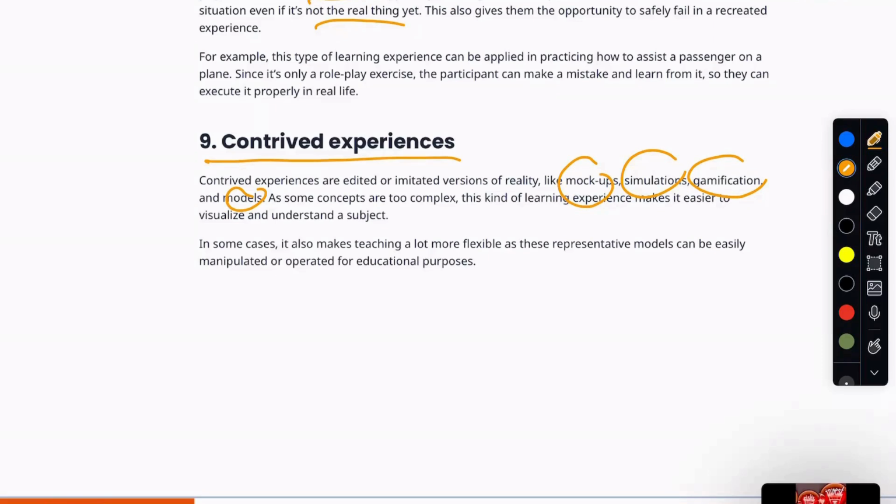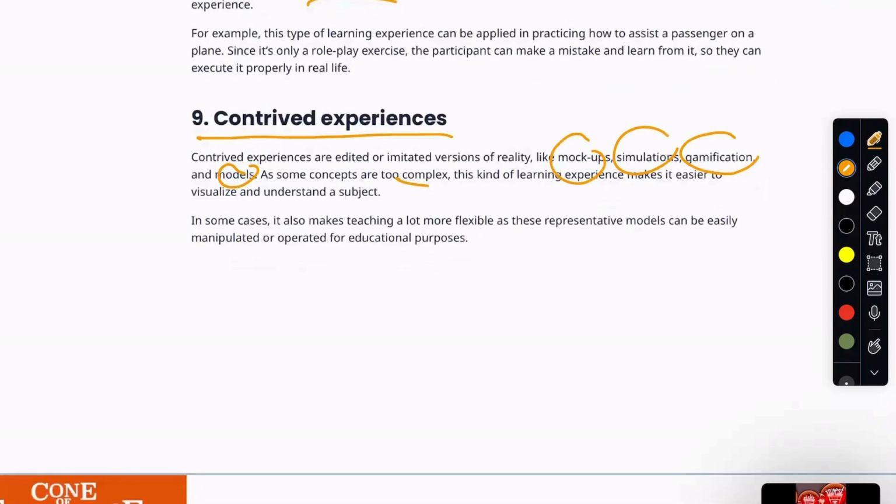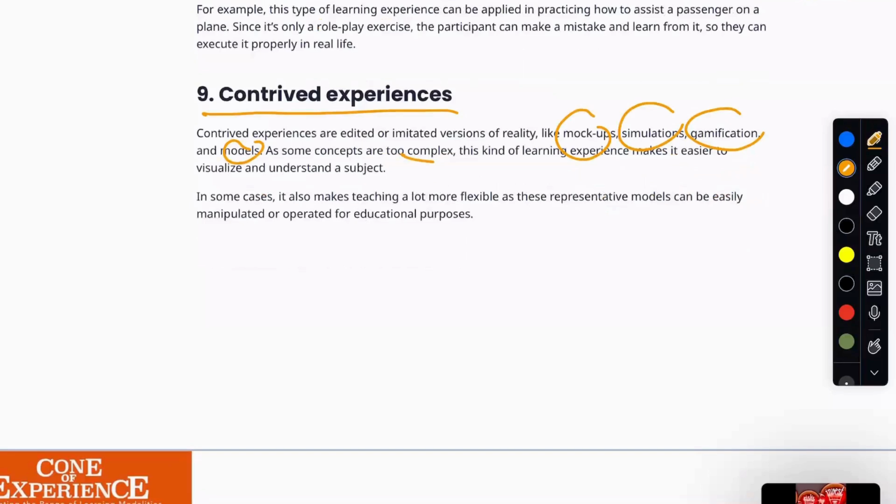So as some concepts are too complex, this kind of learning experience makes it easier to visualize and understand a subject. Especially in theory, for example, like I said, if you're a pilot, in theory, there's so many things that are vague in the book, but once you are on that mock, yes, simulated aircraft, then you get to understand better what you learned in the textbook.